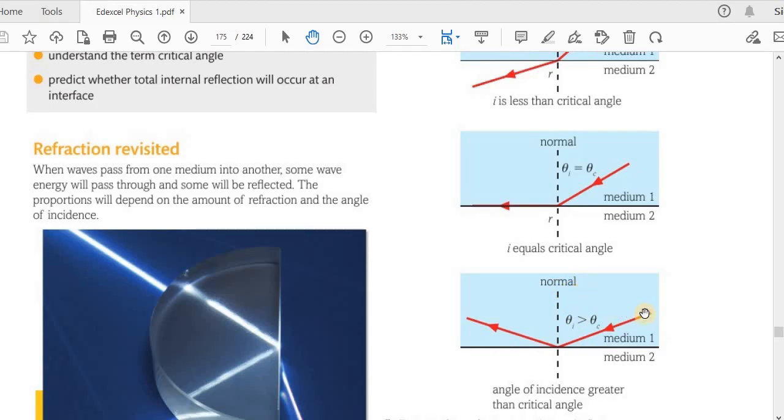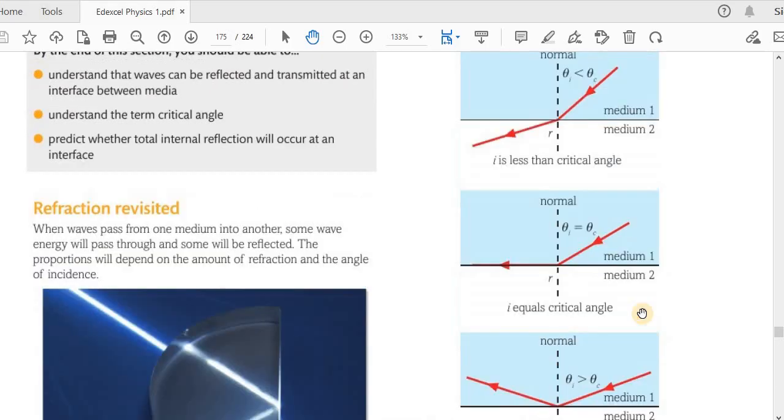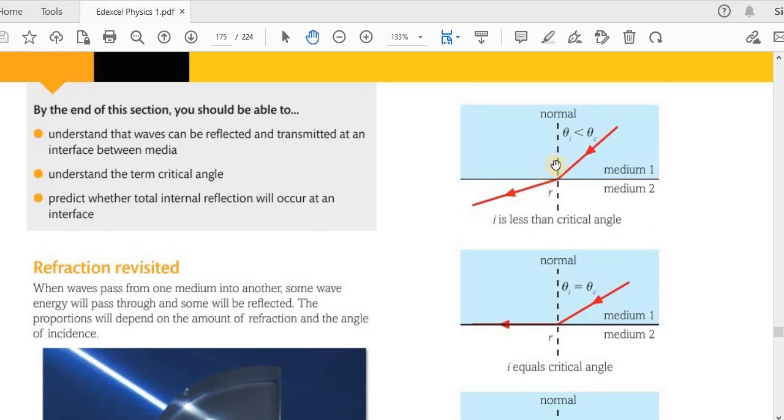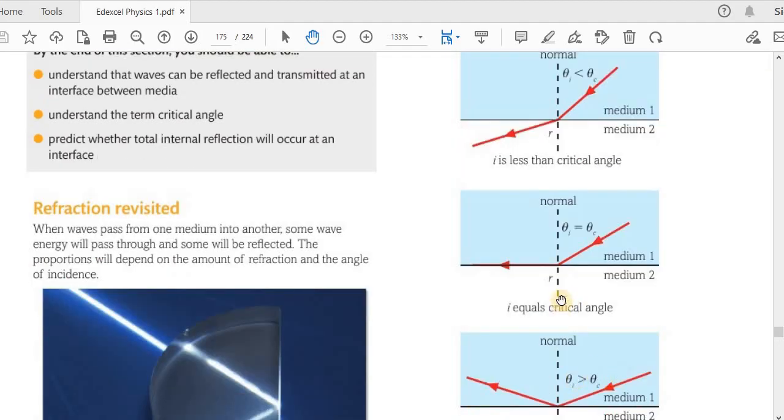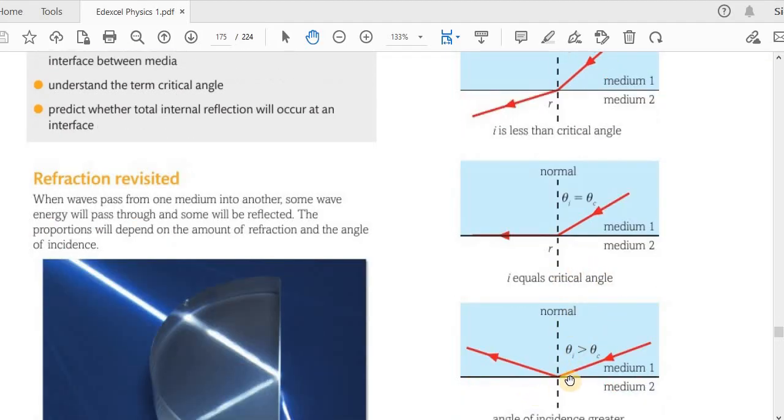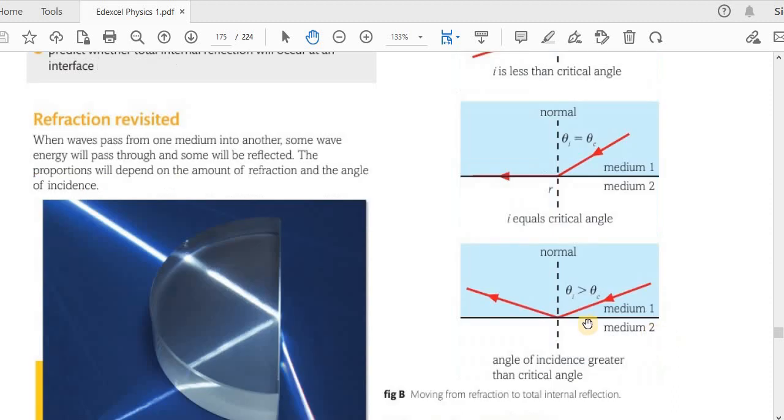When the angle of incidence is greater than the critical angle, you have total internal reflection. Now here you have refraction, and also to a certain extent you can get reflection as well. But over here you don't have any refracted ray anywhere. So the entire thing is reflected. That's why we say this is total internal reflection. When the angle of incidence is greater than the critical angle, you will not have any refraction, you will have only reflection.